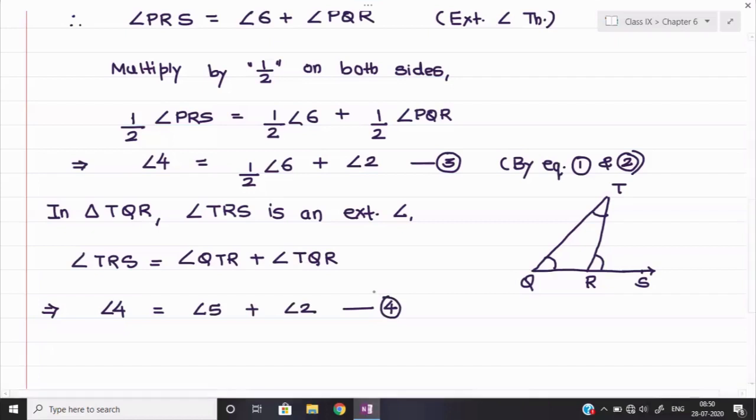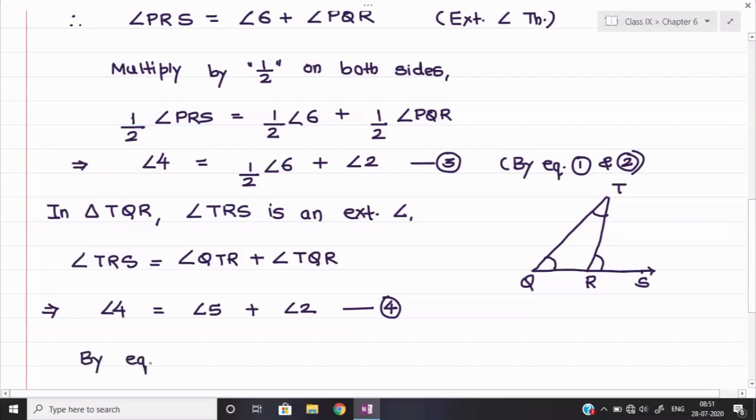We know that if any two equations have the same left hand side or the same right hand side, then the other side will also be equal. Here you observe in equations 3rd and 4th, the left hand side is absolutely the same. Both are angle 4. So we can compare their right hand side also. We can say that their right hand side will also be equal.